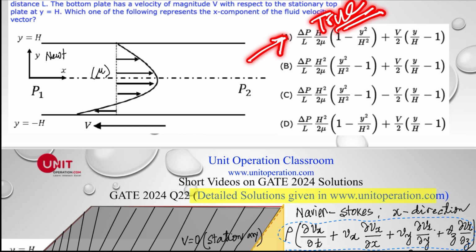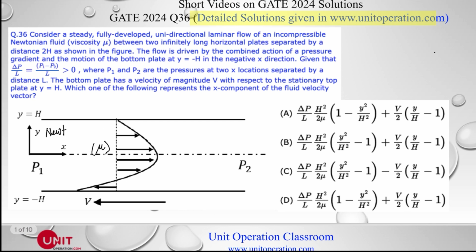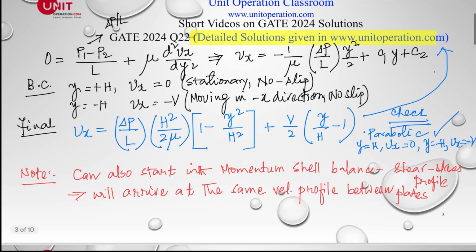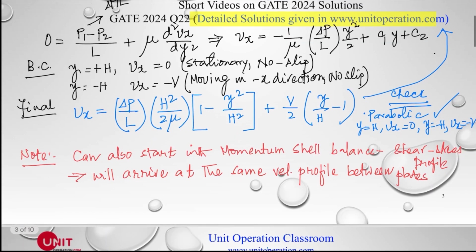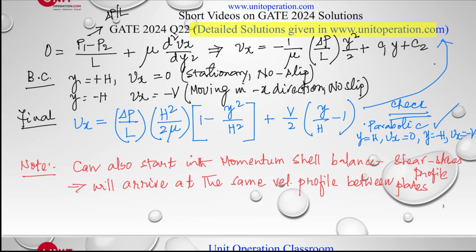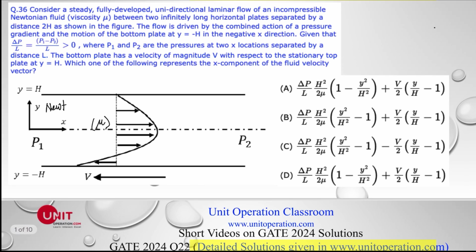Let's quickly see if A is true, how do we make sense out of it? In fact, on the website here, we have taken each of these and shown that these boundary conditions satisfy only this one. Let me show how that really happens. If we start with the momentum balance, then from the shear stress, we can arrive at the same equation here. We have shown that on the website. Anyway, let's quickly see how A actually satisfies.